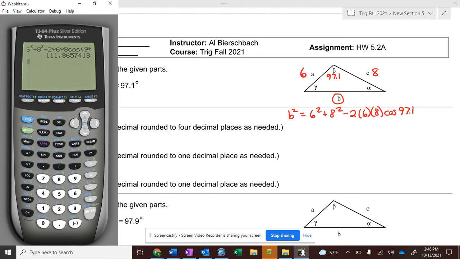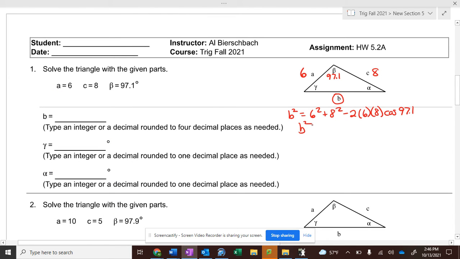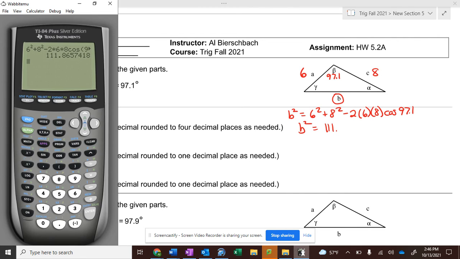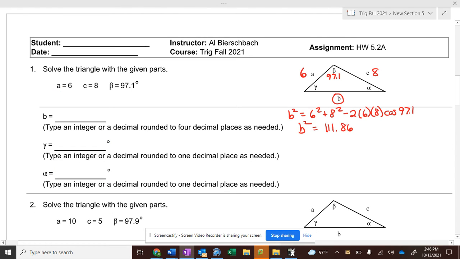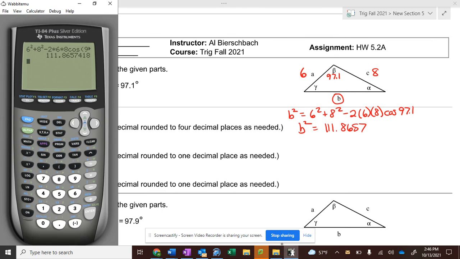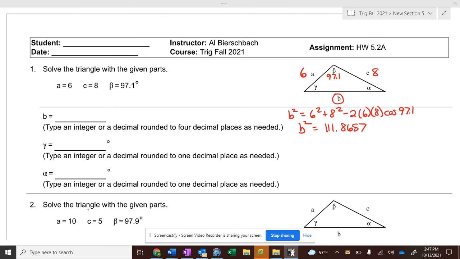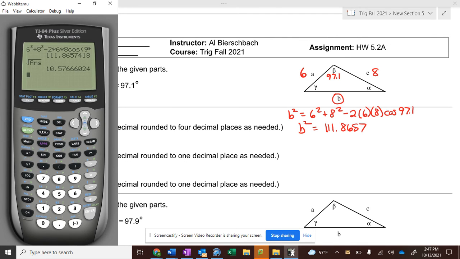Do you think that side B is 111? No, that's what B squared equals, 111 point 8657 yada yada. So then you go second, take the square root of the answer and you say please when you push the enter button. And you get 10.6. Rounded to 4 decimal places, 10.5767.